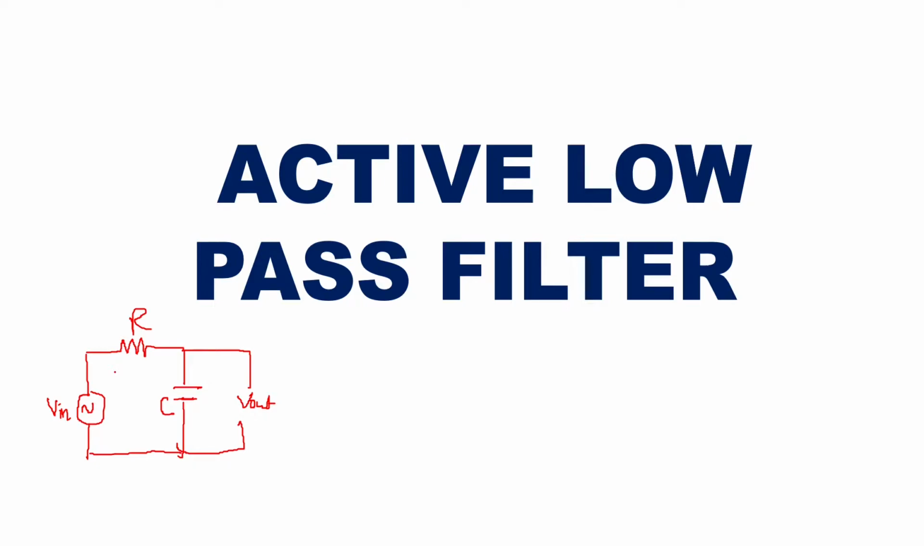Now these problems can be solved if you use an active element like an op-amp along with this R and C. Then that op-amp will help you give a larger or amplified output, and it also has the advantage of high input impedance and low output impedance. So if you connect the passive filter with an active element like an op-amp or transistor, it can be called an active low pass filter.